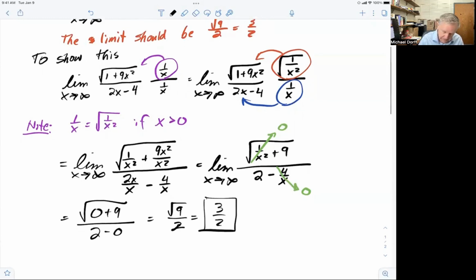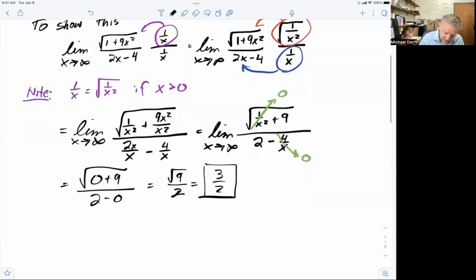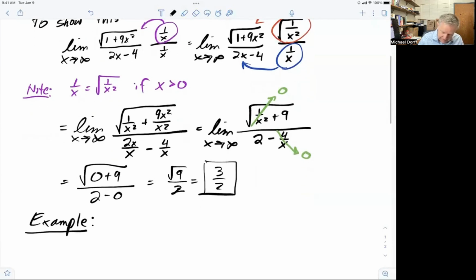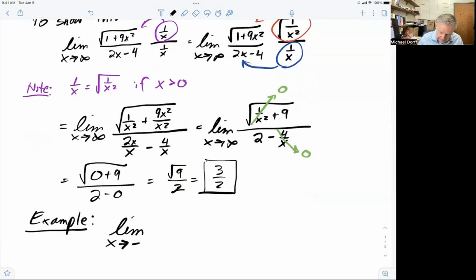Now let's do another example, and this time let's look at it instead of x going to infinity, we're going to have x go to negative infinity.